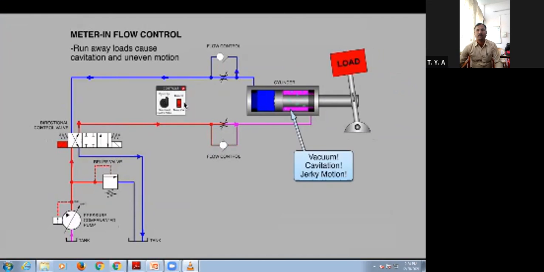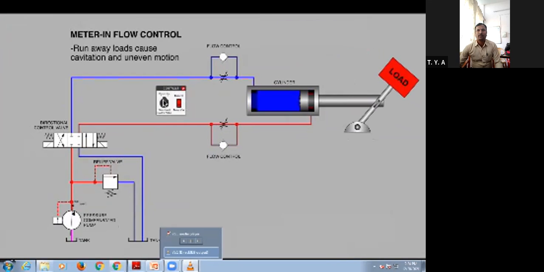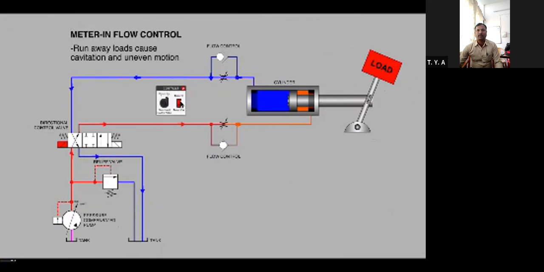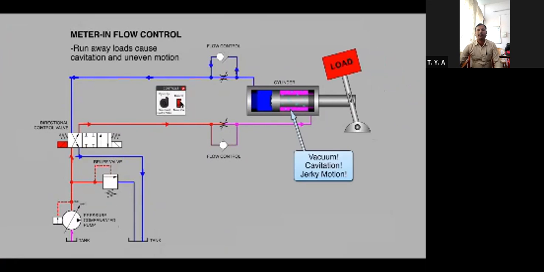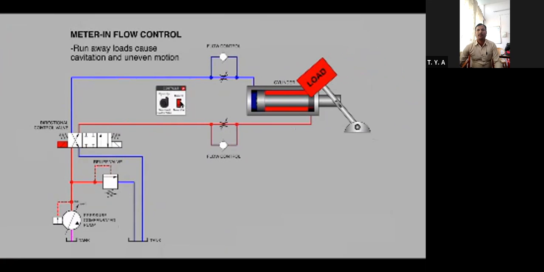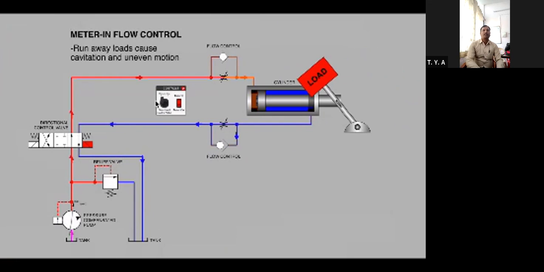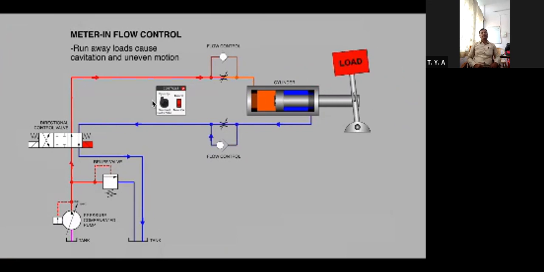So as you can see, meter in will work fairly well as long as there's no runaway effect. In fact, meter in will work best in the vertical position for extending the cylinder if you had gravity and a load opposing the extension of the cylinder. So quite often you hear us saying, if in doubt, meter out.